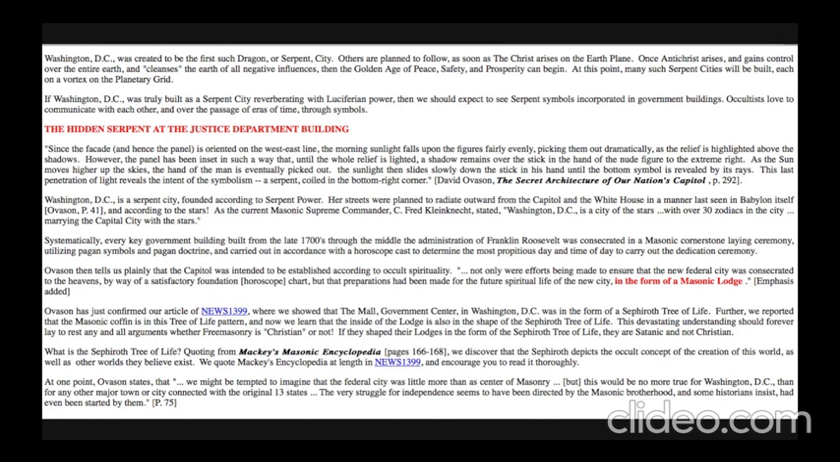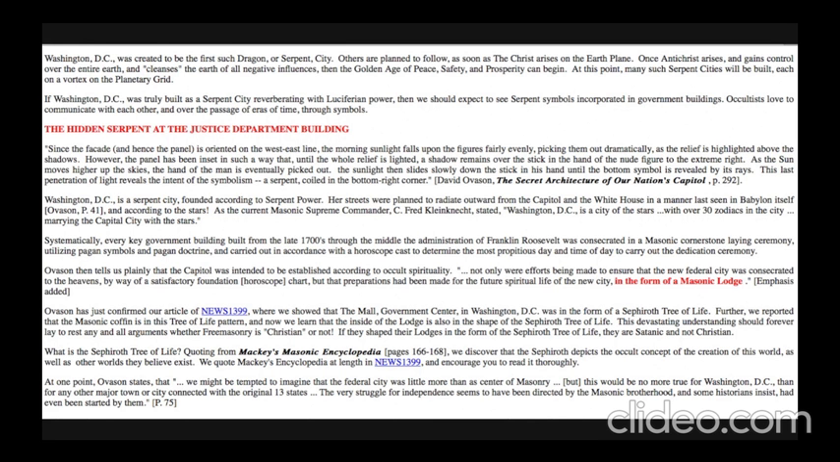Occultists love to communicate with each other and over the passage of eras of time through symbols. The hidden serpent at the Justice Department building. Since the facade is oriented on the west-east line, the morning sunlight falls upon the figures fairly evenly, picking them out dramatically, as the relief is highlighted above the shadows. However, the plane has been inserted in such a way that until the whole relief is lighted, a shadow remains over the stake in the hand of the nude figure to the extreme right.